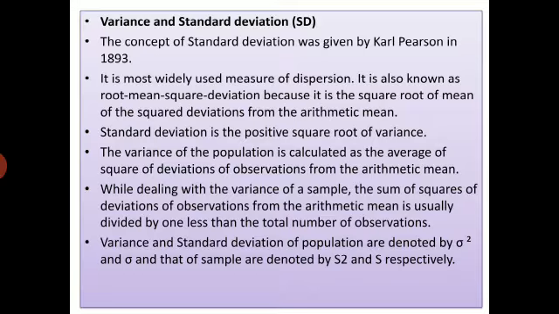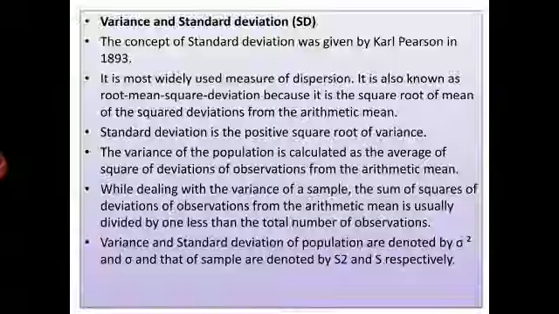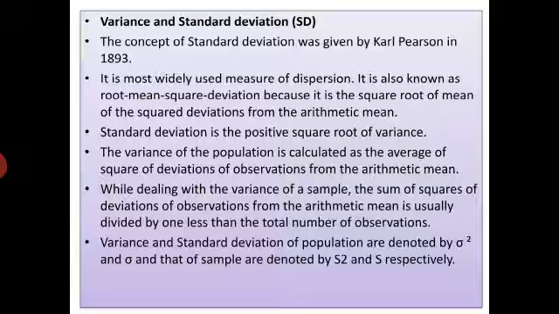The concept of standard deviation was given by Karl Pearson in 1893, and it is the most widely used measure of dispersion. It is also known as the root mean square deviation because it is the square root of the mean of squared deviations from the arithmetic mean. Standard deviation is the positive square root of the variance.